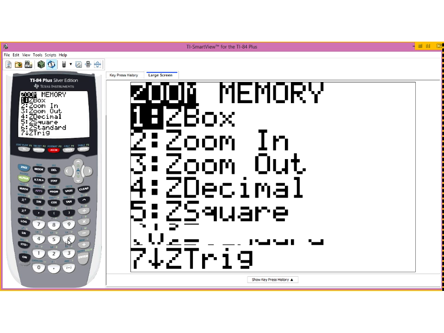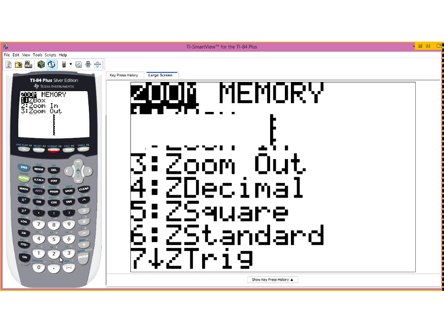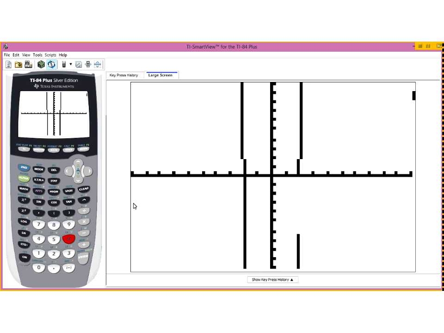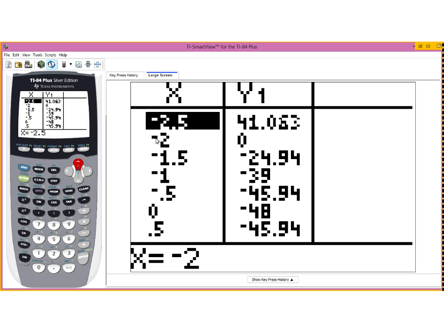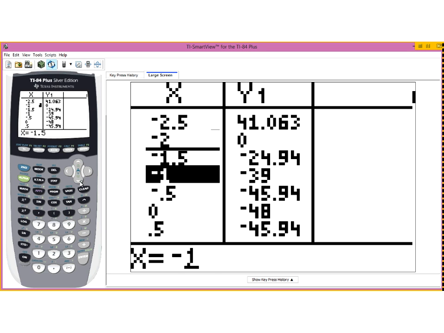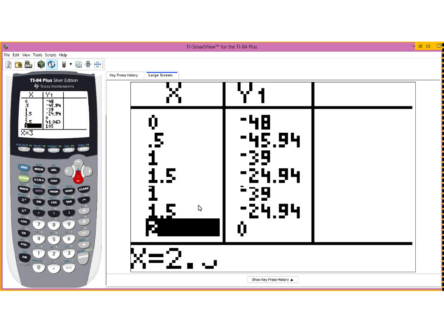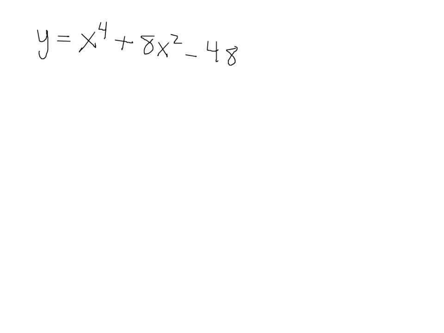Okay, I can graph it. I don't remember the last thing I did, so we're going to go zoom standard. And we see 2 zeros right here. Let's go to the table to figure out a little bit more. Okay, so there's negative 2. Negative 2 is a 0. And 2 is a 0. So those are the 2 that we saw. So let's go back, and we know that x equals 2 is a 0, and x equals minus 2. So we have 2 and minus 2.